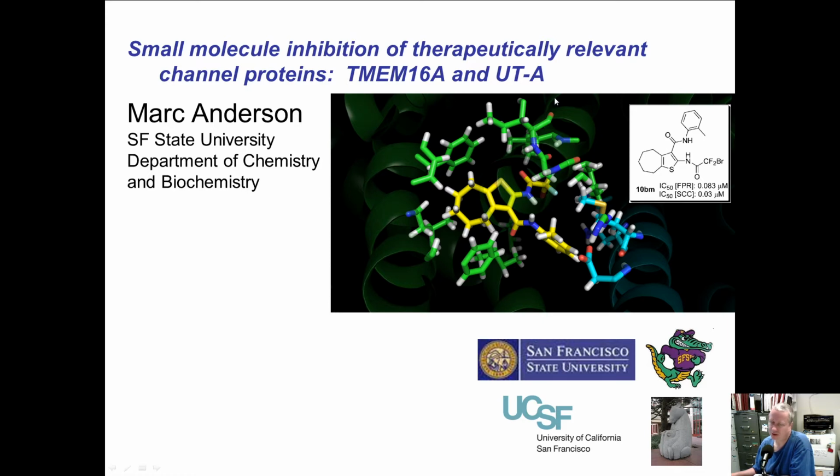We also work with other channel proteins like SLC26A3, which is another chloride channel. SLC26A4 is another chloride channel. All of these have potential disease relevance. And also CFTR, which is the cystic fibrosis transmembrane regulator. It's yet another chloride channel.